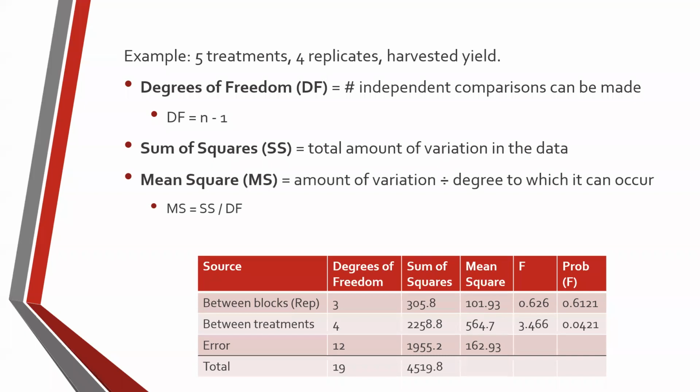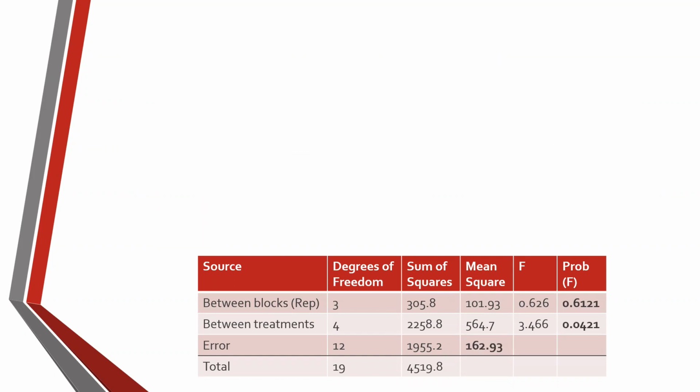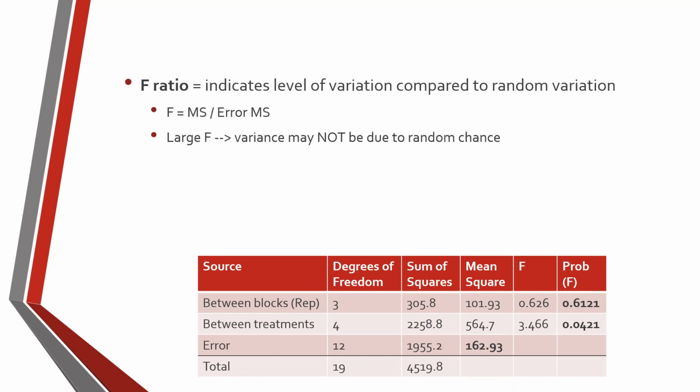Next is the mean square. So that is the sum of squares divided by the degrees of freedom. So really, we're taking the amount of variation and dividing it by the degree to which it can occur. So next, then we can calculate an F ratio. And so that's indicating the level of variation from that source compared to the random variation. So the larger that ratio is, the more likely the variance from that source is not due to just random chance.